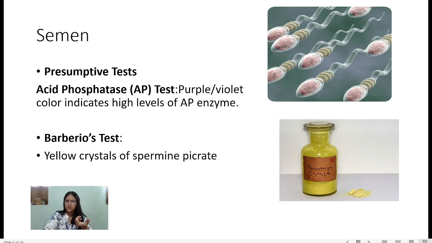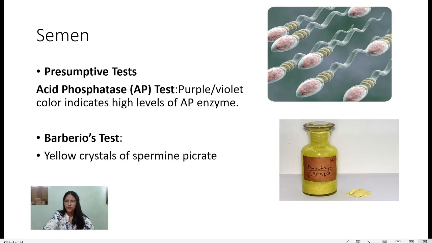The procedure of this test is that we apply alpha-naphthyl phosphate to the stain, and then add Fast Blue B reagent. The result of this test will be a bright purple color. This is very instant, within 30 seconds we will get the results. So if we get the results, we can say that semen may be present in that stain. The significance of this test is that it is very sensitive.